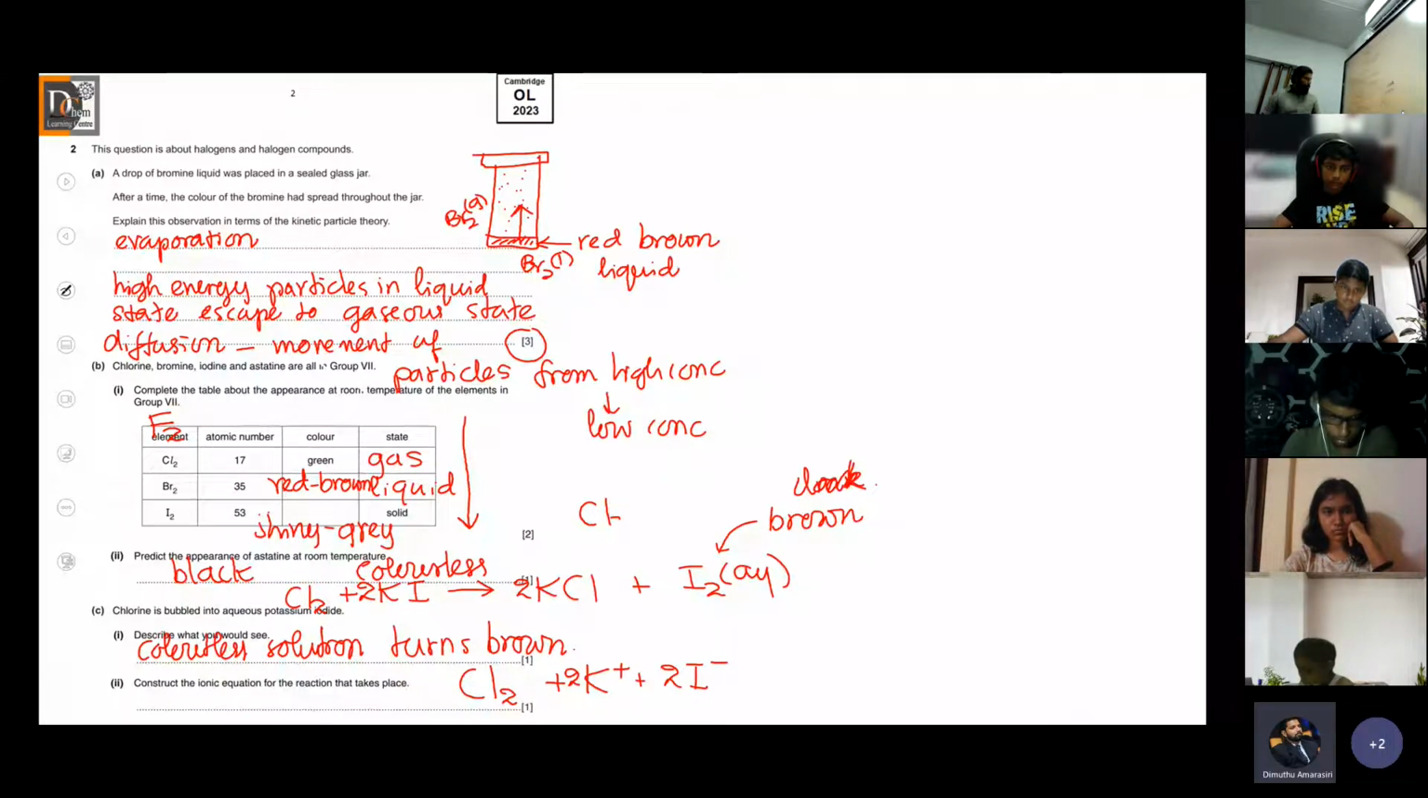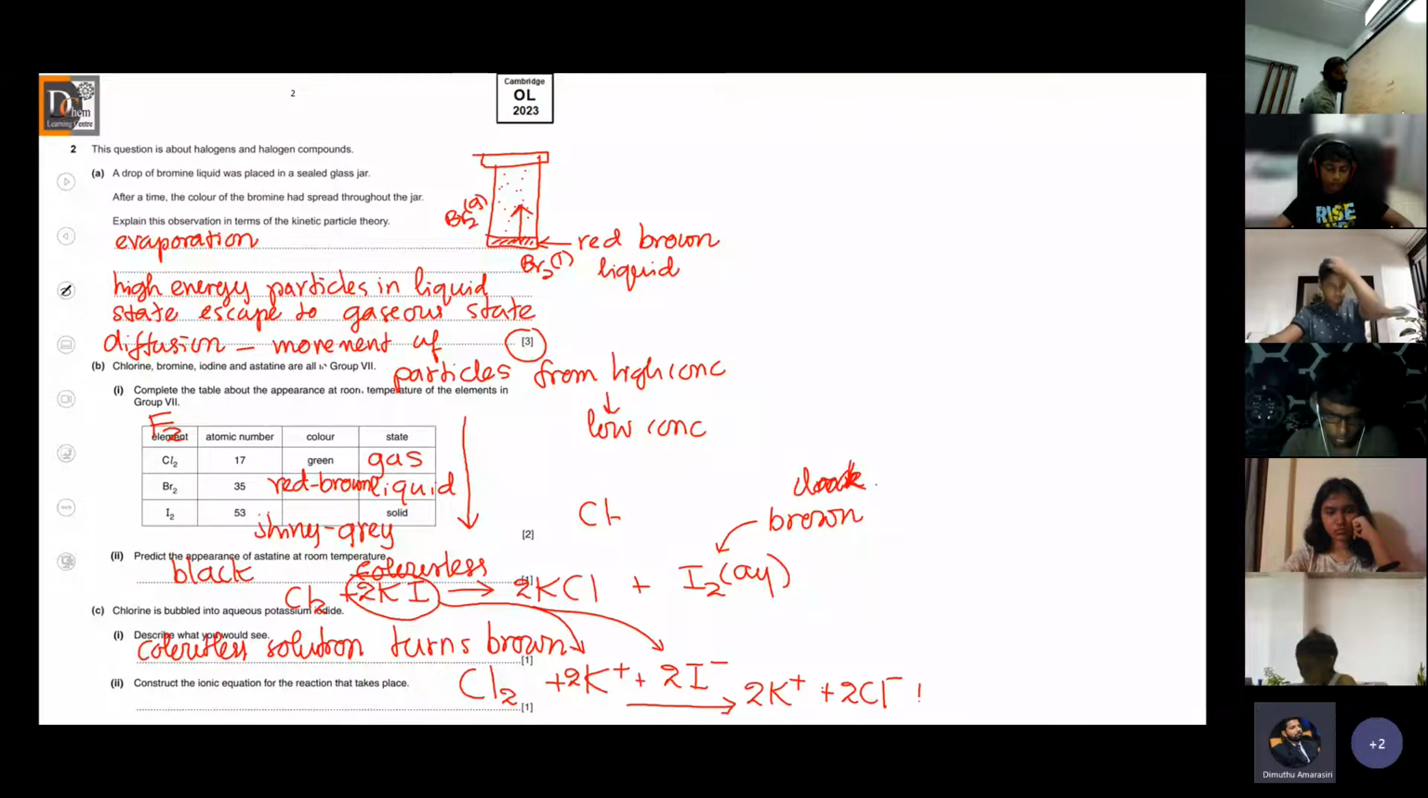Right, so you get 2 potassium ions and 2 chloride ions. Why? You have 2 potassium iodide. You break that into 2 potassium ions and 2 iodide ions. And then you break potassium chloride in the same way, K plus, Cl minus. And iodine, you can't break it into ions because it's a molecule. Molecules, you can't break them into ions.